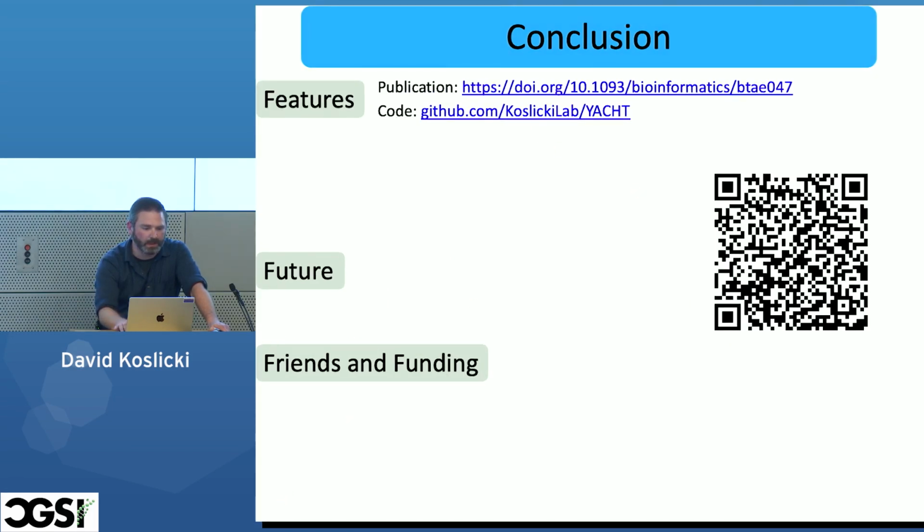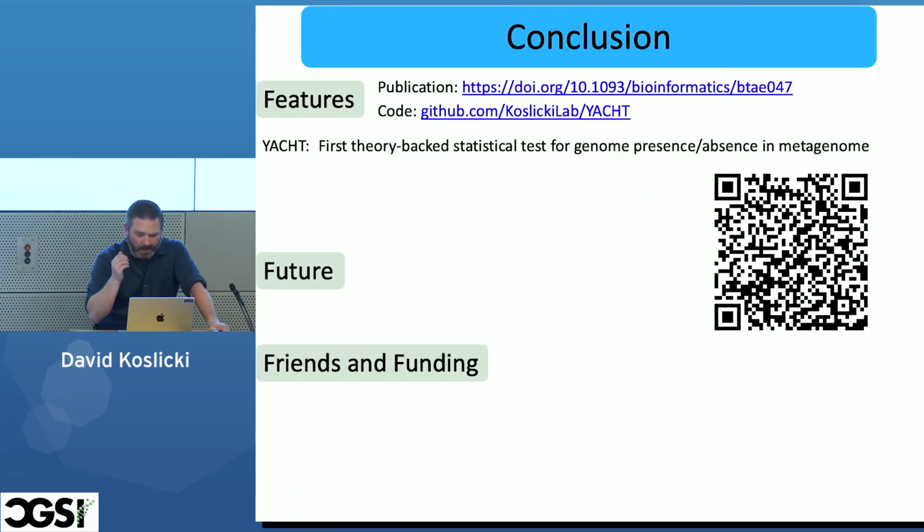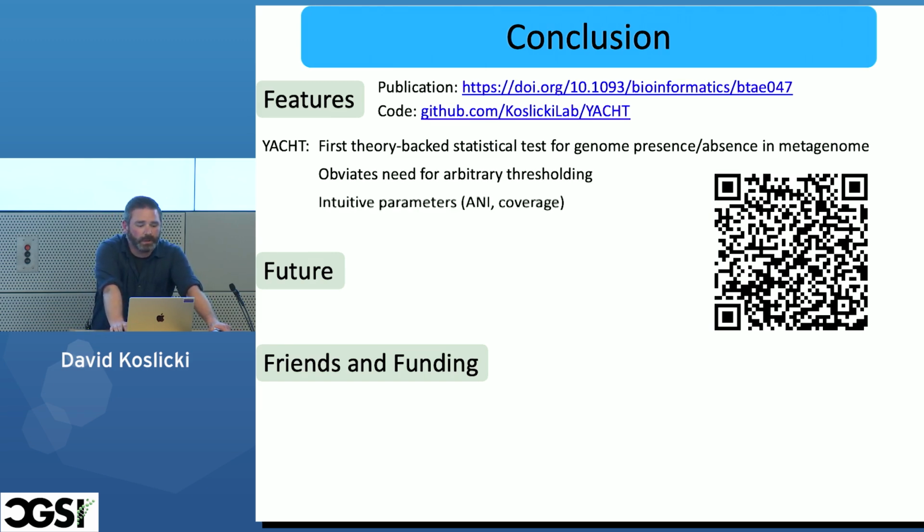Okay, so in conclusion, oddly enough, as far as I'm aware, I've been doing metagenomics for quite a while, this is the first statistical test for presence absence of a genome in a metagenome. Usually before this is these ad hoc thresholds that I was talking about. It obviates the need for those arbitrary thresholds, and then hopefully these are intuitive parameters that practitioners and biologists and bioinformaticians can understand, ANI and coverage.